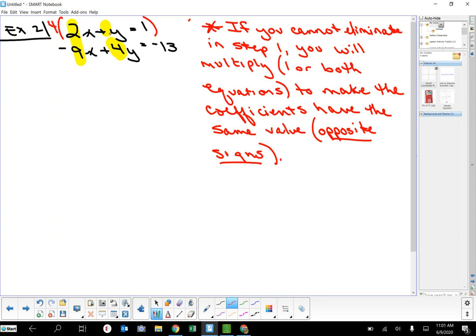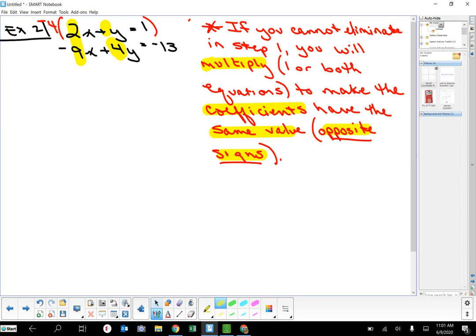This is what I'm going to do by multiplying the top equation by 4. But if I do that, I'll have a positive 4 on both, and I need one to be negative, so I might as well make this one negative so I don't have to multiply both of them. So going back to this note over here on the right-hand side, you're going to multiply equations together to make the coefficients have the same value, but with opposite signs. So those are the really important things here.